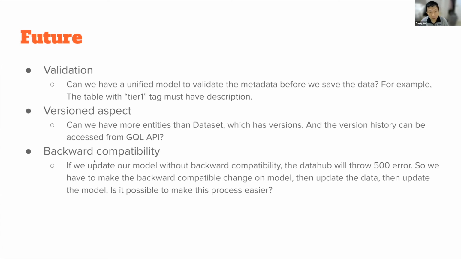And the third one I want to mention is we see some 500 server errors. That's because our data is not compatible with our model because we introduced a non-backward compatible change. And this makes our development very hard because we want to introduce a backward compatible model, mutate the data, and change the model back. This is very complicated. Can we make this easier so that we can easily extend the model without considering too much about backward compatibility? Okay, that's about it.